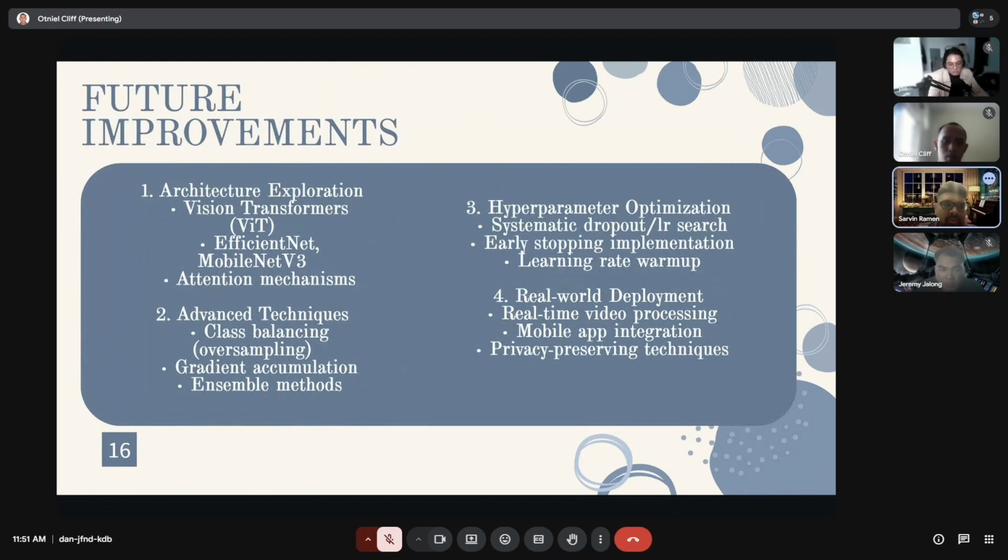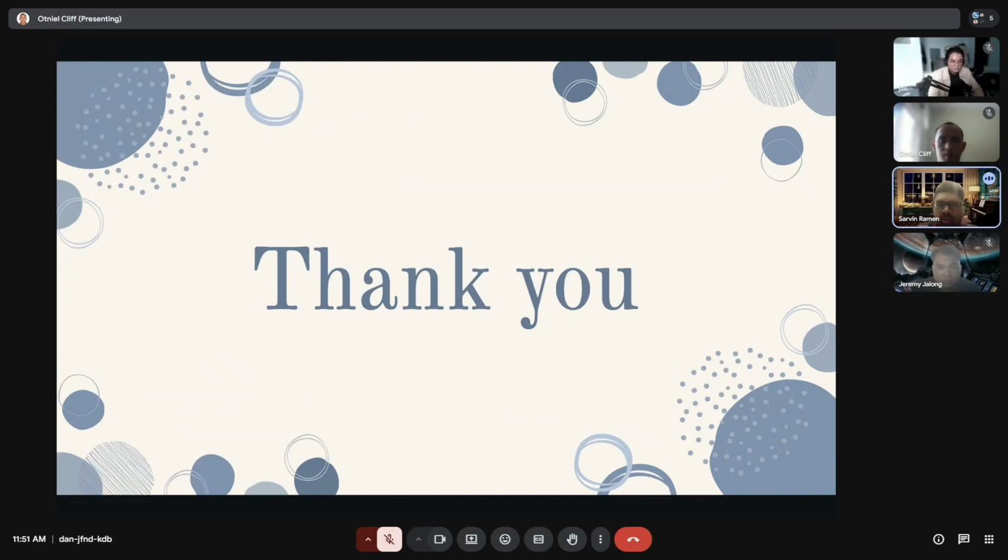Future improvements. First is architecture exploration: vision transformers with EfficientNet, MobileNet V3, and attention mechanisms. Second is advanced techniques: class balancing, oversampling, gradient accumulation, and ensemble methods. Third is hyperparameter optimization: systematic dropout search, early stopping implementation, and learning rate warm-up. Fourth is real-world deployment: real-time video processing, mobile app integration, and privacy-preserving techniques. Thank you. That's all from us.